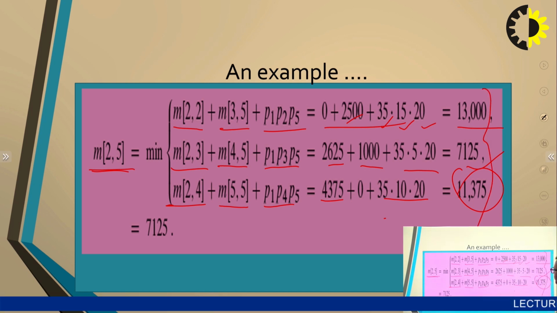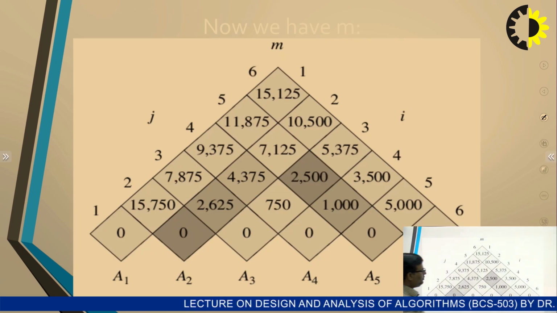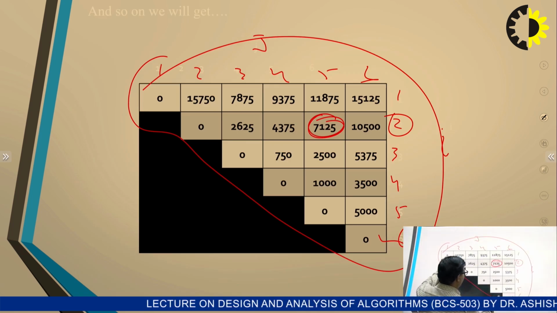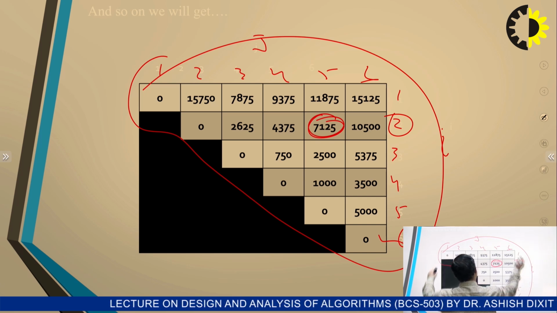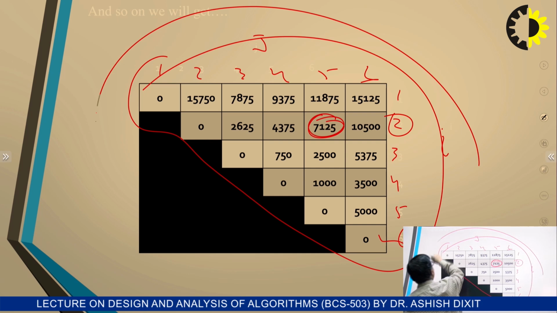What is the minimal, optimal concept? The optimal value is 7125, which is the minimum in comparison of these three. Then after we get the result M[2,5], we will consider 7125. So after this we will left rotate this way.